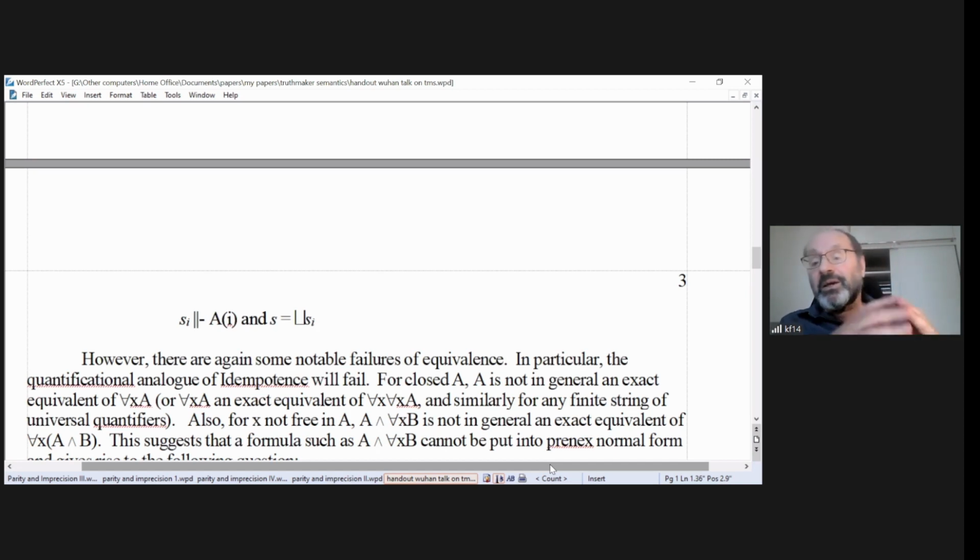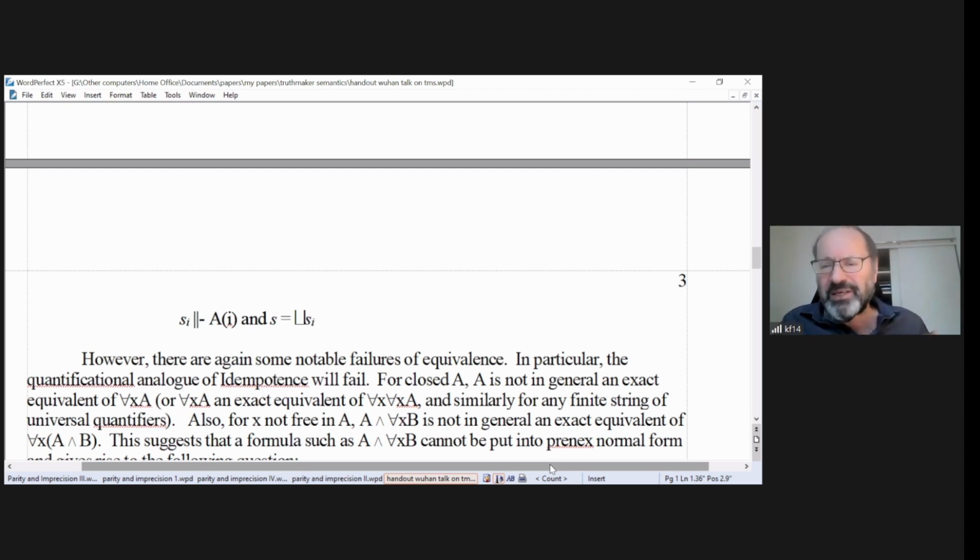Okay. So it looks as if the standard proof that we can put a form into Prenex normal form is failing for the non-inclusive semantics. It doesn't follow that we cannot put the formula into Prenex normal form, because maybe there's some other way of putting it into Prenex normal form. I very much doubt it. I haven't thought about this. But anyway, that's a problem. I conjecture that we do not have a Prenex normal form theorem for the non-inclusive semantics.